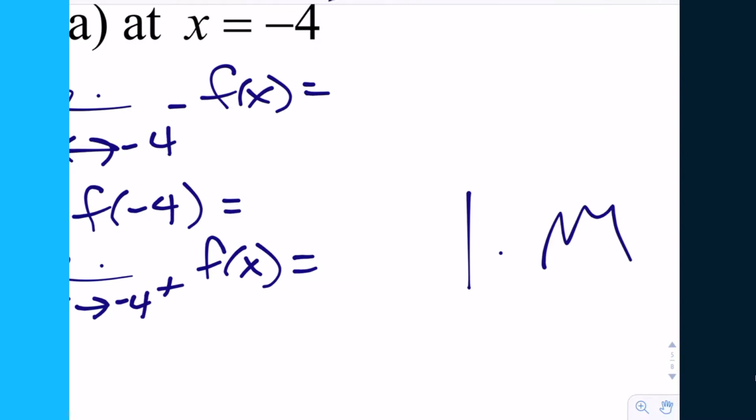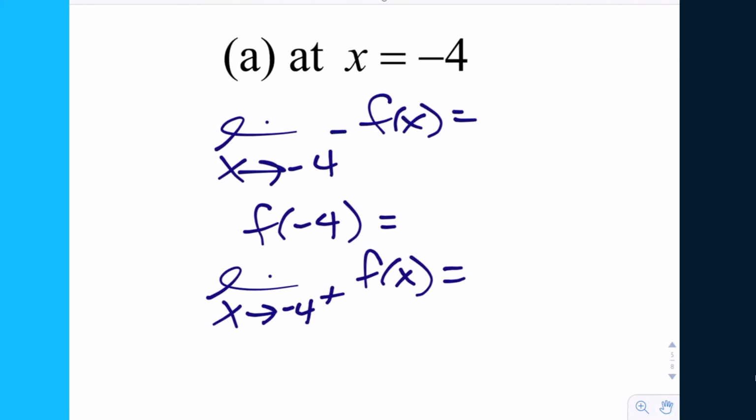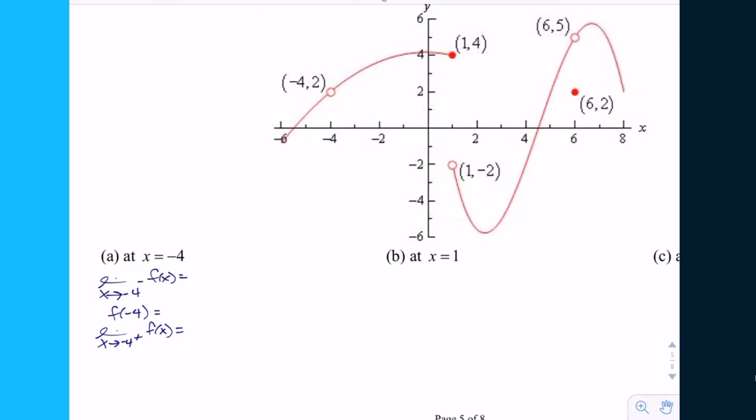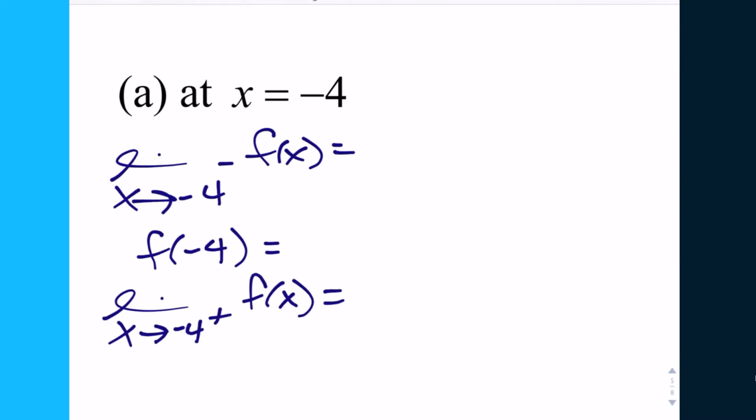All right. So anyway, as long as I can tell there's a limit, you're not going to lose points. So now let's go ahead and answer it. As we approach -4 from the left, what y value are we getting closer and closer to? 2. What is the limit as we approach from the right? Also 2. So the limit from the left is 2, and the limit from the right is 2. That means the general limit exists, because the two limits are equal to 2.